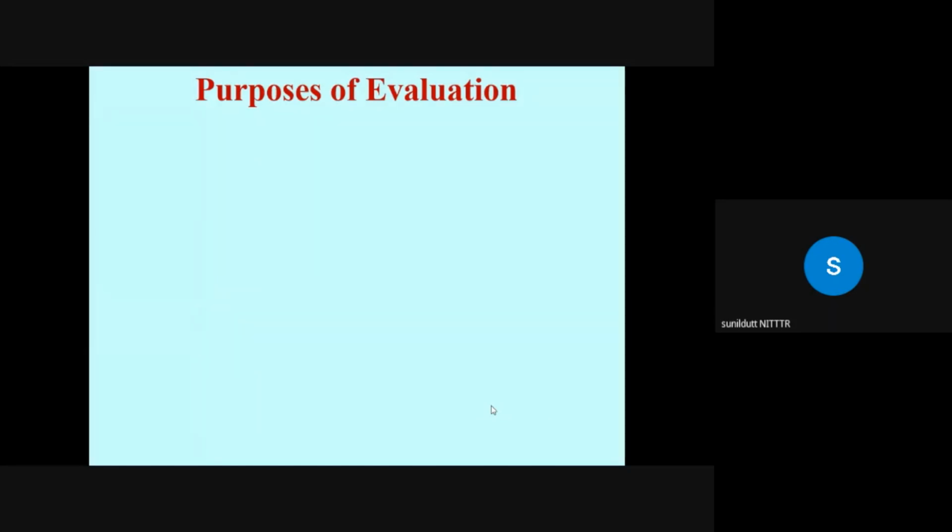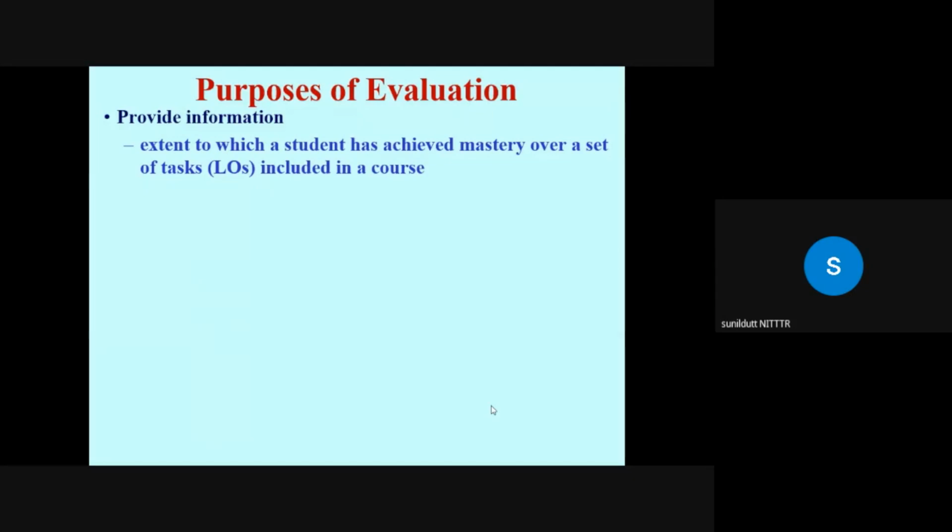Okay, so to obtain information regarding the extent to which a student has achieved mastery over a set of learning outcomes included in a course. So sometimes we compare the performance of one student against the learning outcomes. We are not interested in comparing the performance of one student with the performance of another student. So the purpose is to know whether the student has achieved the requisite concepts which are included in the course or not. So this provides information to compare the achievement of students in relation to learning outcomes.